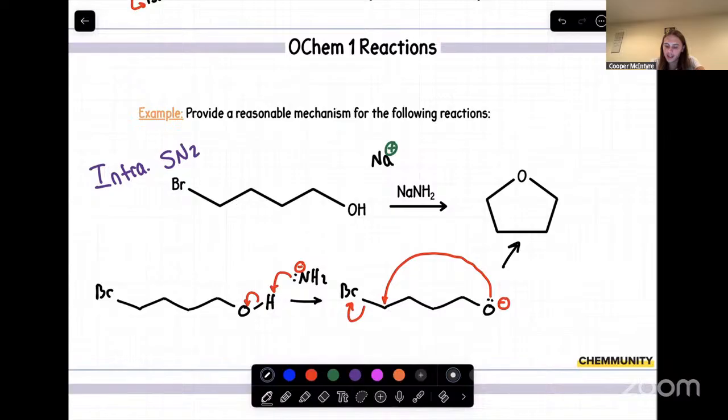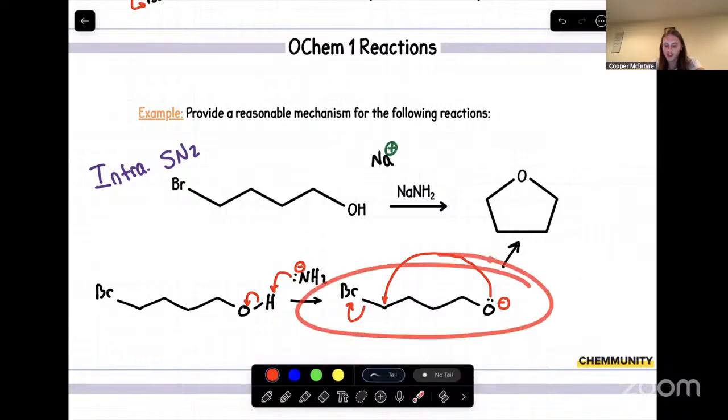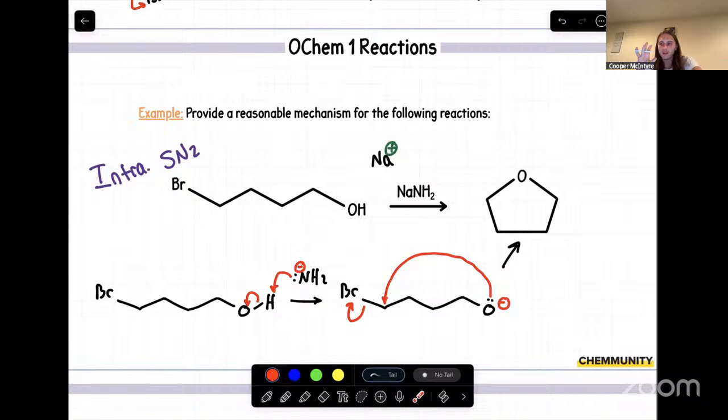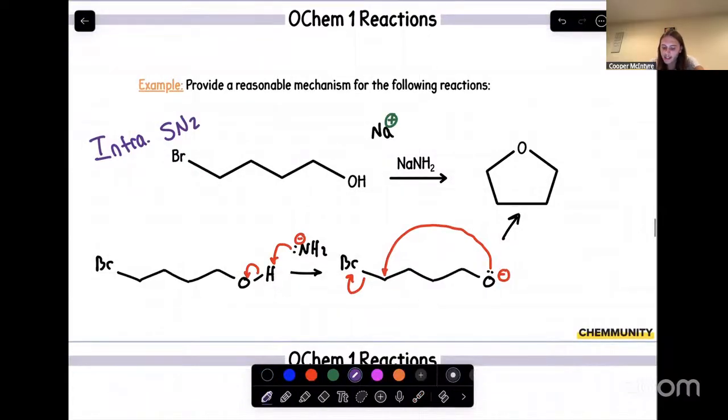And then we get our final product. Now, in terms of drawing cyclic structures, especially when we start out with a straight line structure like that, I always recommend to start counting at your nucleophile and finish counting at your electrophile. So let's showcase what that means. Like I said, start at the nucleophile and at the electrophile.